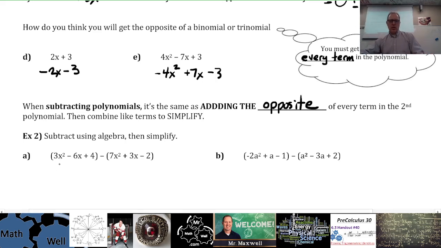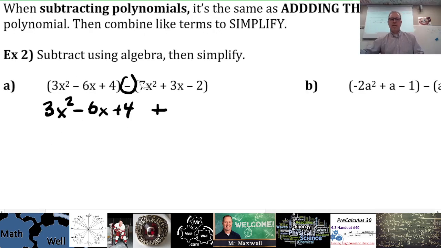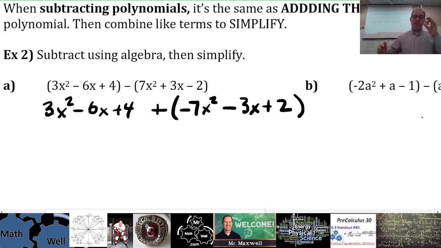All right, so I can remove the brackets on the first polynomial. It doesn't change at all. Okay, so I probably will do that now. You can keep the brackets this first step if you want. But what I'm going to do now is change this subtraction to an addition. And what am I going to add? I'm going to add all the opposites from the second polynomial. So this is like adding a negative 7x squared minus 3x plus 2. Okay? And again, you could keep the brackets here this first step if you like that better.